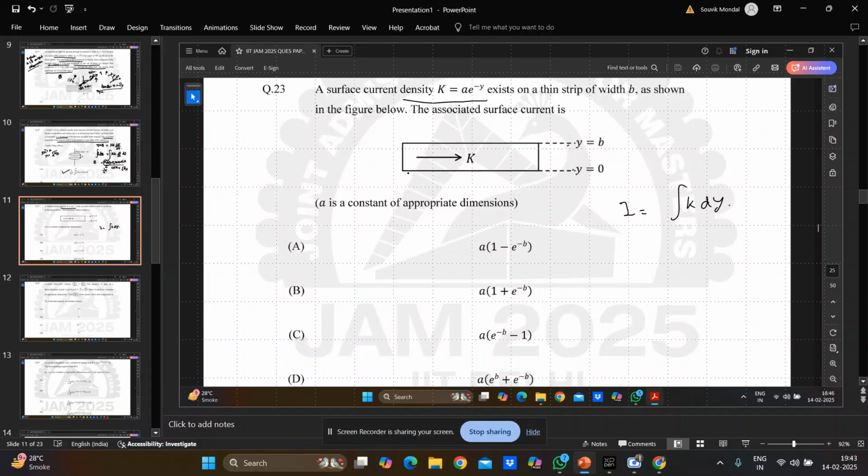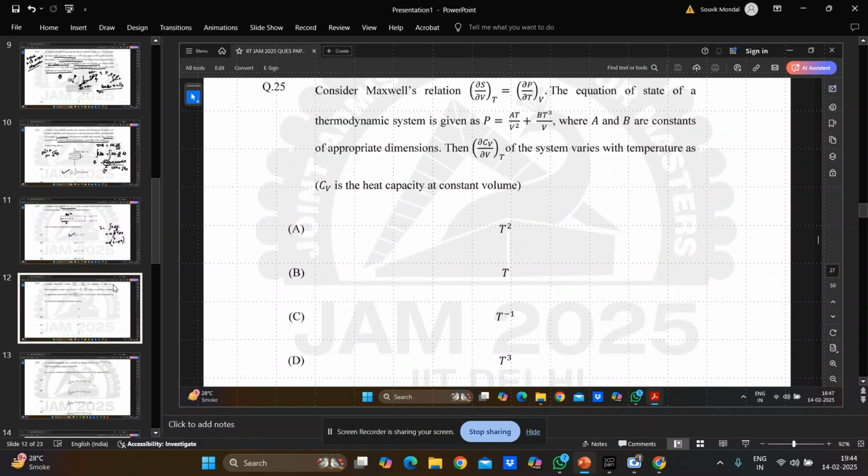Okay, so it is 0 here and some varying K, a to the power minus b, here. So it is varying in the region, and you have to simply integrate. So the integral of a to the power minus y dy from 0 to b. The integration is simple and you will get this answer. So this is also a simple problem.